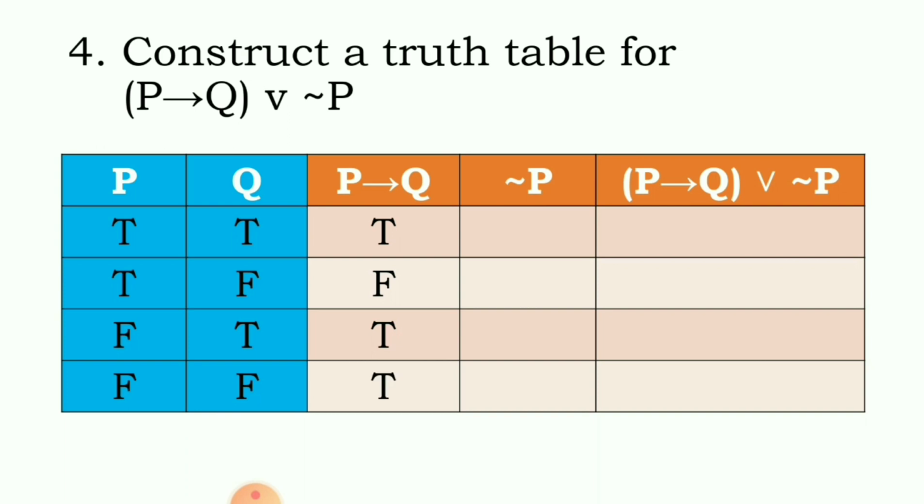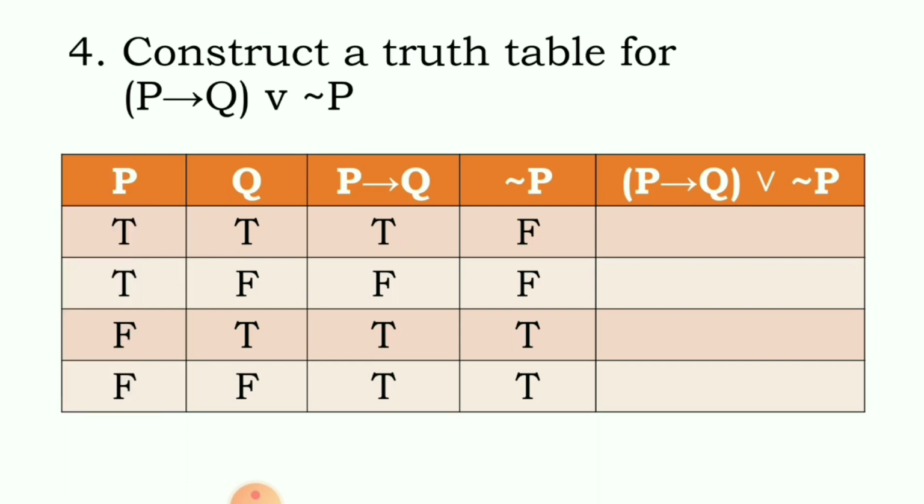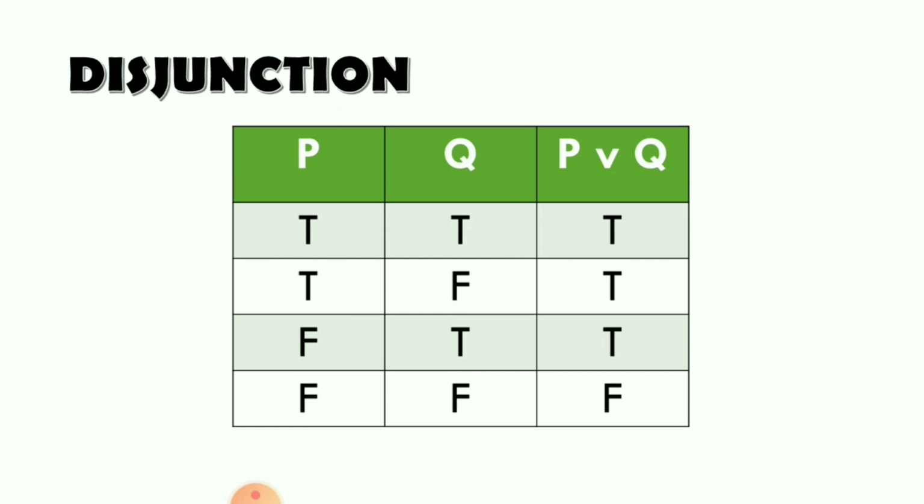Next is to get the negation of P. So we only need the truth values under the proposition P. Then get the negation of it. If it is true, then that is false, and another false. If it is false, then that will be true, and another true. Now, it's time for us to get the quantity if P then Q or negation of P. So that is also a disjunction.